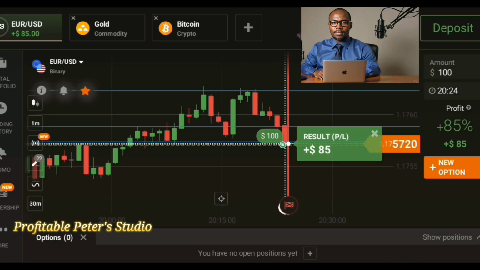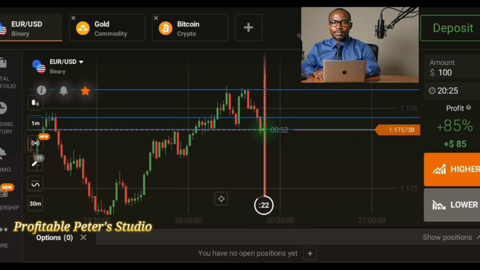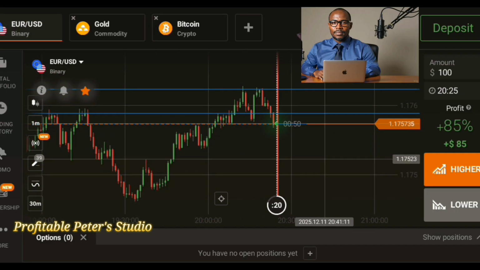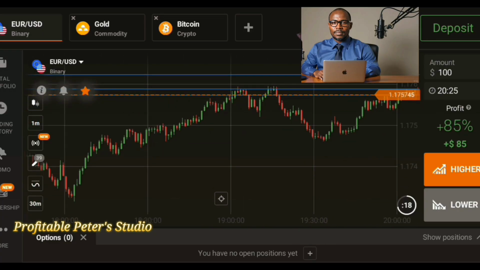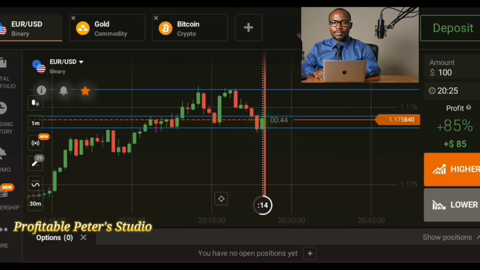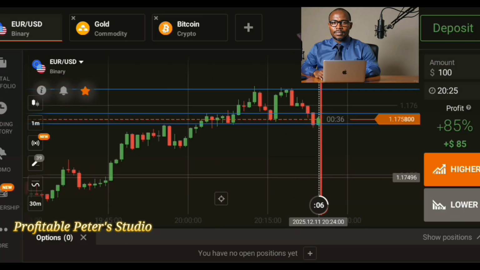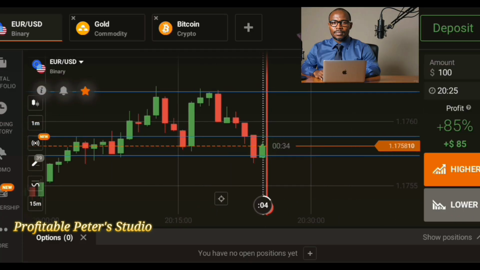Okay, so I've won this trade. Now let me look for another trade. When you are trading, you have to be patient. You don't have to be controlled or influenced by your previous trade. If you lose the previous trade, don't allow it to influence your next trade. Just make sure that you follow your strategy.